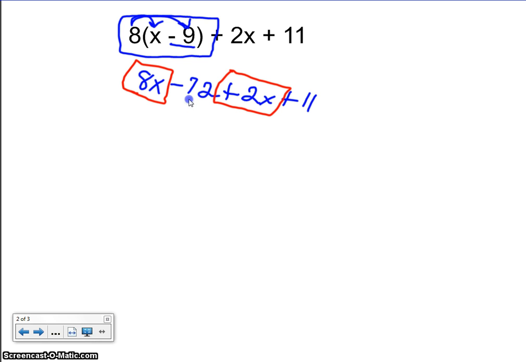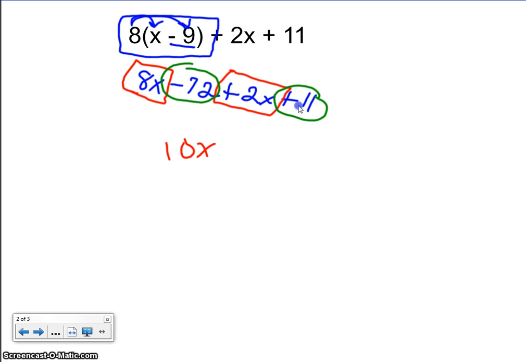Let's move on to our number family. We have a negative 72 and a positive 11. Alright, now that I've identified my family members, let's combine them. 8x plus 2x is 10x. I have a negative 72 and a positive 11.